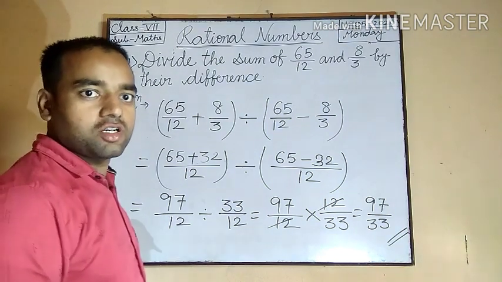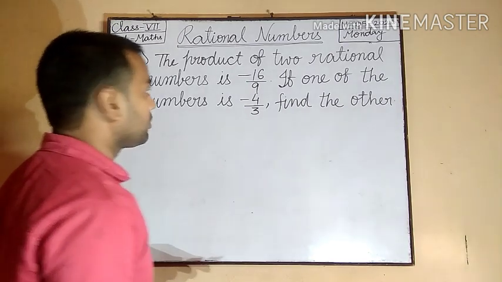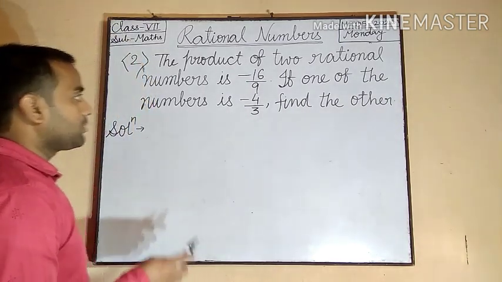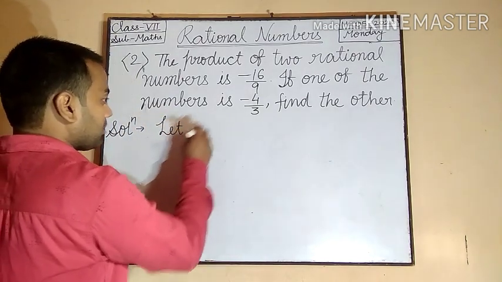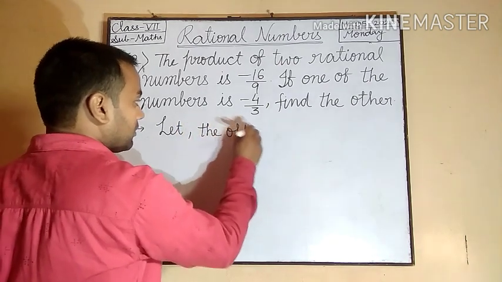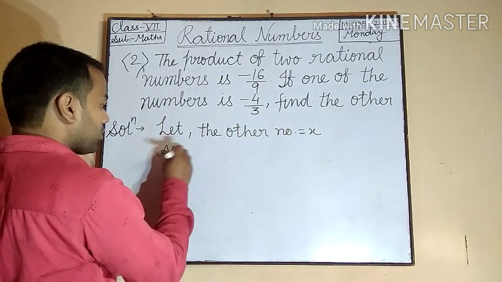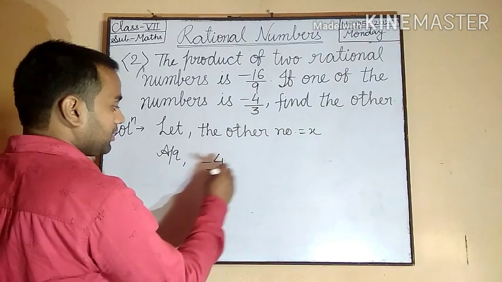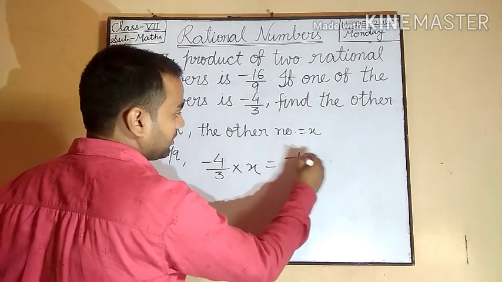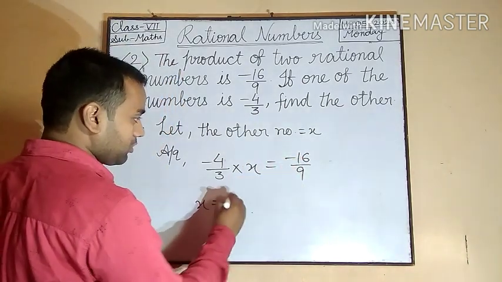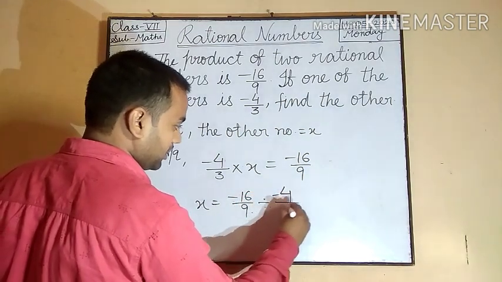Now let us discuss question number 2. In question number 2, the product of two rational numbers is minus 16 by 9. If one of the numbers is minus 4 by 3, find the other. First we let the other number be x. According to the question, one number is minus 4 by 3, the other number is x. The product of the two numbers is given as minus 16 by 9. Here x is equal to minus 16 upon 9 divided by minus 4 upon 3.